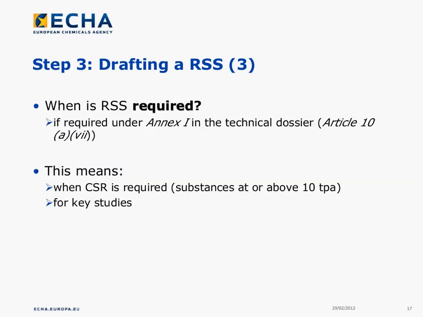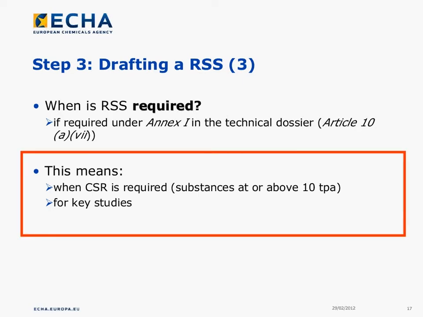And now let's look at when a robust study summary is required, or in other words, when it is mandatory. Article 10A(7) states that a robust study summary is required if it is required under Annex I in the technical dossier. In practice, this means that a robust study summary is required anytime a CSR is required, meaning for substances at or above 10 tons per annum, and for the key studies.